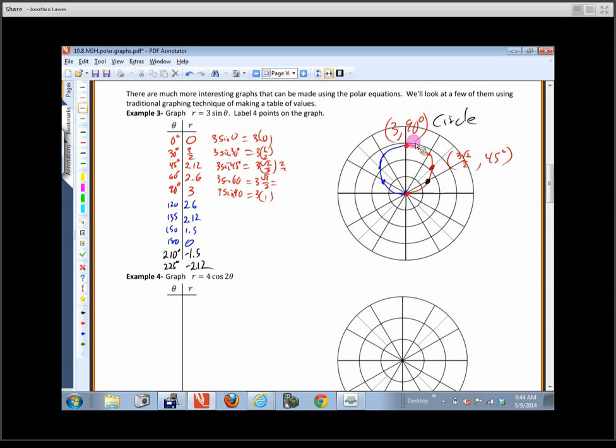So there's something a little bit weird about the way you make the table versus the way you graph the points. Remember, it's always the radius first when you label a point, then the direction angle. Okay, are there any questions?